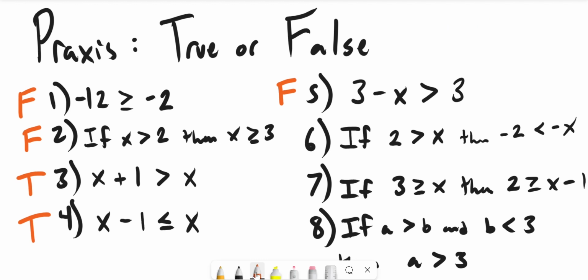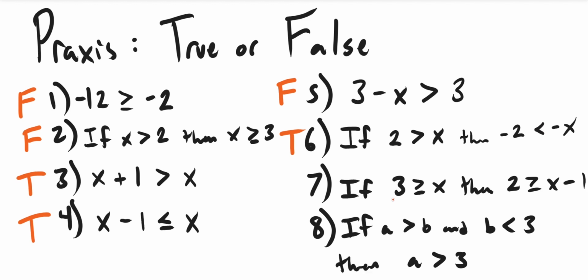Next, number 6. If 2 is greater than x, then negative 2 is less than negative x. This is true. This is the correct application of multiplying by a negative on both sides. You flip the inequality and the statement is still true.